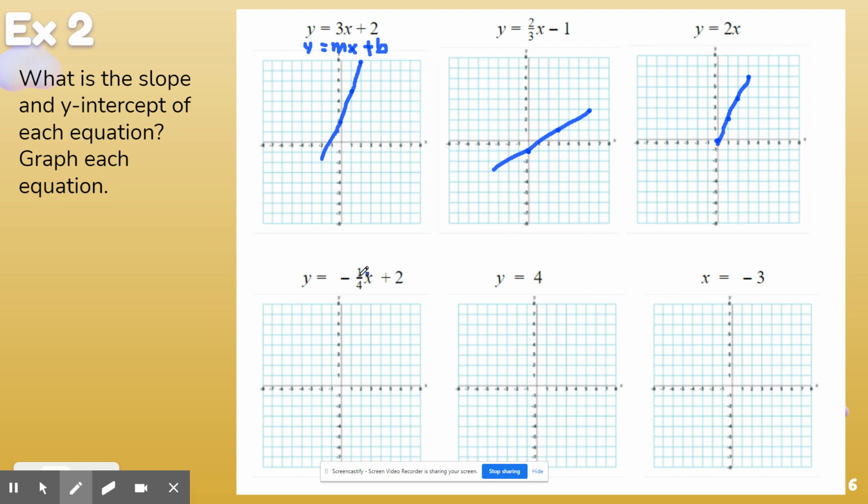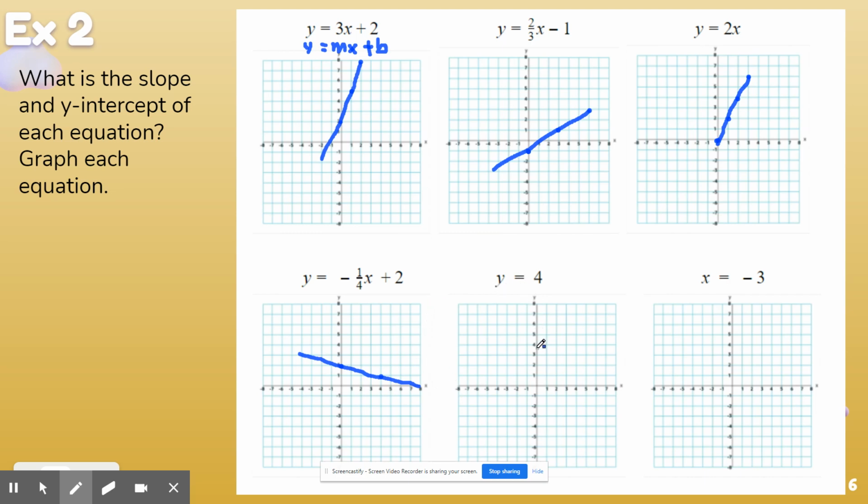Again, this is written y equals mx plus b, which is called slope-intercept form. So the 2 tells me to start at 2. Always apply the negative to the top number. So -1/4 means go down 1 and over 4 to the right. Down 1 over 4 to the right. And again, mine doesn't draw a straight line, but you want to make sure it's straight.